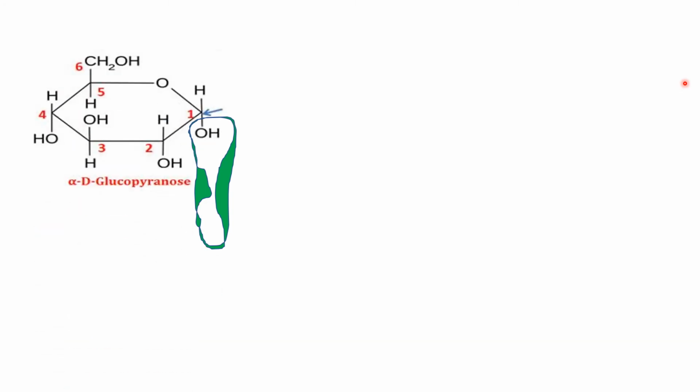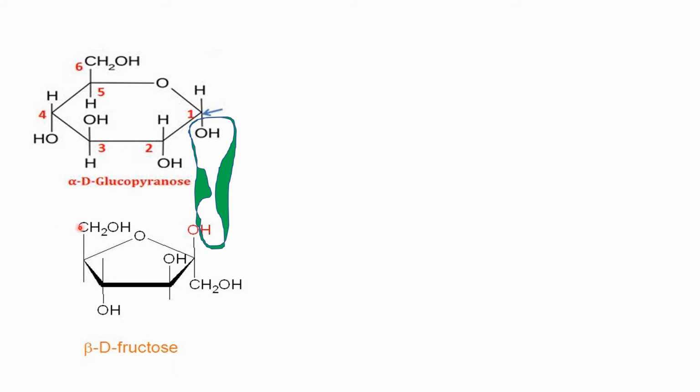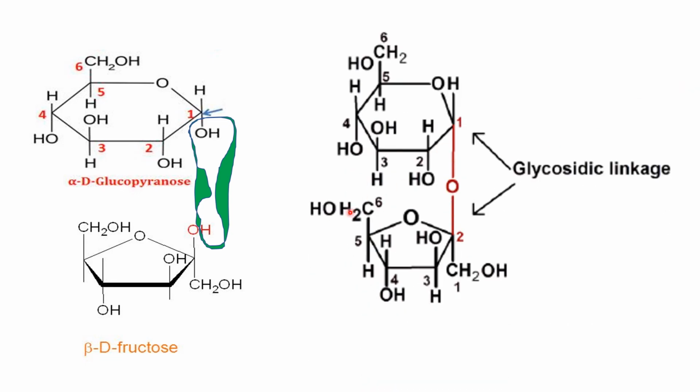I hope you have drawn the structure of alpha D glucopyranose and beta D fructofuranose. See here, this is alpha D glucopyranose. This is the anomeric carbon atom. OH is down for alpha D glucopyranose. Now see here, this is beta D fructofuranose. See here, the OH group is above the plane. This is the anomeric carbon atom.